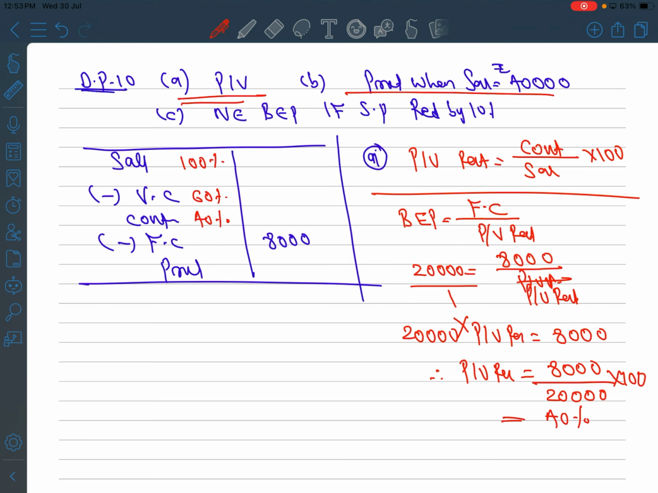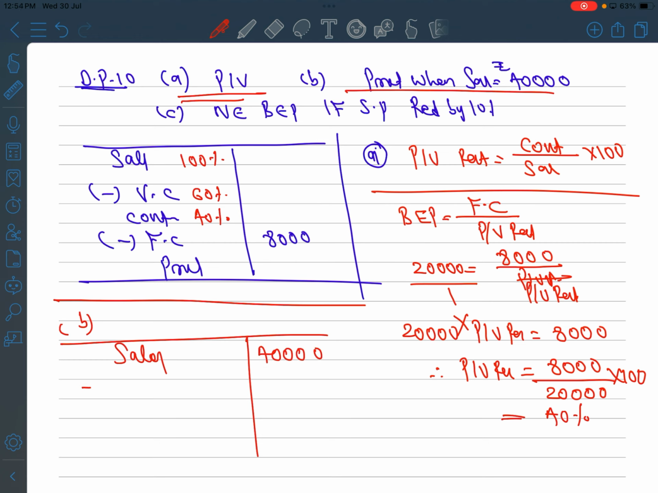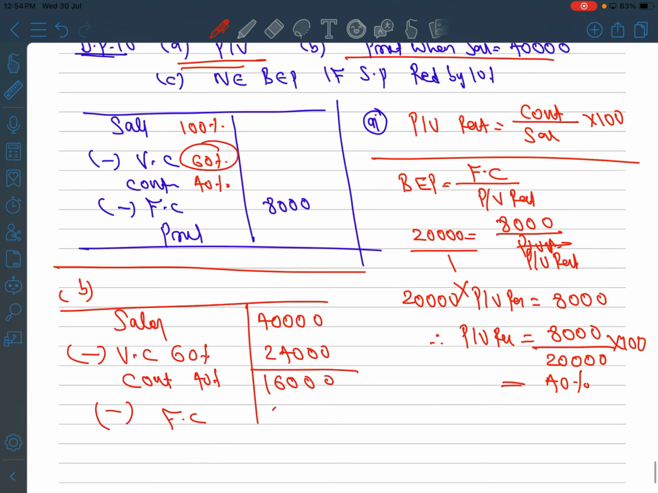Next, profit when sales is 40,000. That we can easily find out. Part B: sales is equal to 40,000, minus variable cost. We know the relation, variable cost will be 60%, so the contribution will be 40%. Variable cost is 60% of 40,000, which is 24,000. So the contribution will be 16,000, minus fixed cost, which will not change, it is 8,000. So the profit will be 8,000. So we got the answer for B.